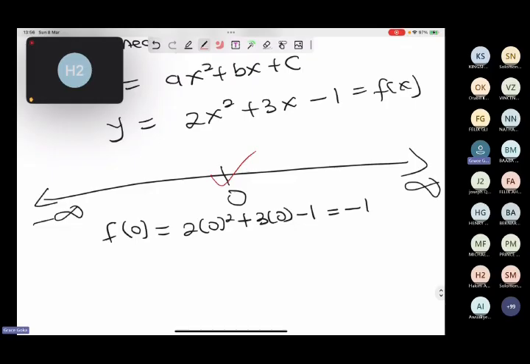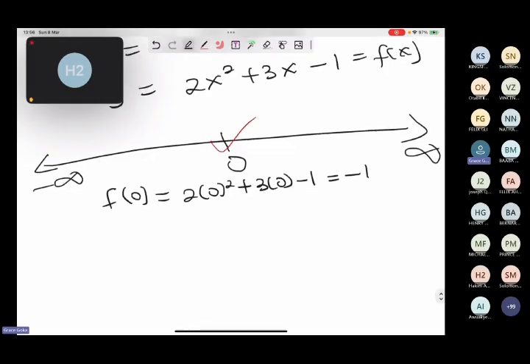Then we go to the right-hand side, pick any positive number. Let's pick 1. If we put 1 into the function, we are going to get 2 times 1 squared plus 3 times 1 minus 1, and that is equal to 4. 4 is a real number. Therefore, all positive numbers are part of the domain.